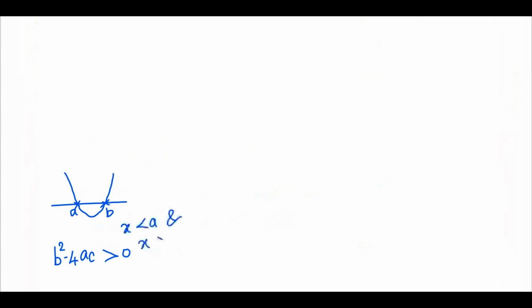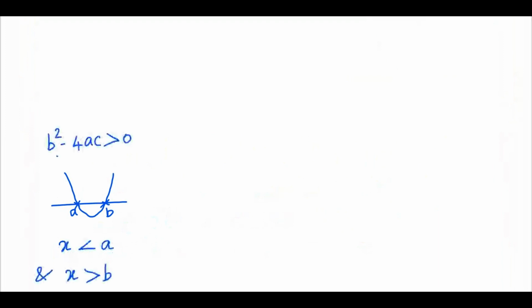If you are supposed to write the answer as an inequality, let us consider the case b square minus 4ac is greater than 0. So in this case, suppose this is the point of intersection A and B, then you can write the solution as x is less than A and x is greater than B. This is the solution.